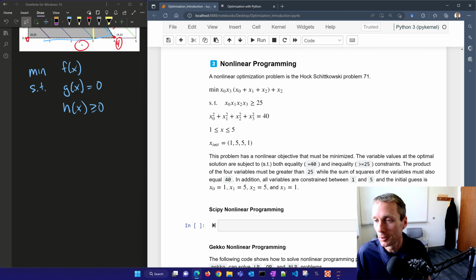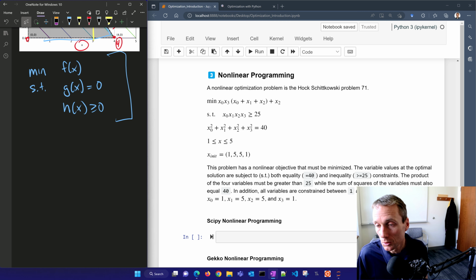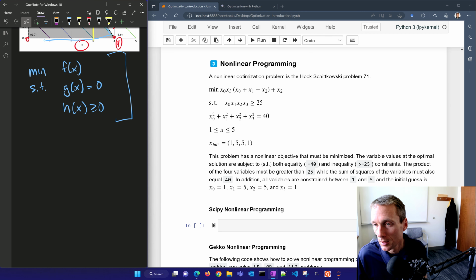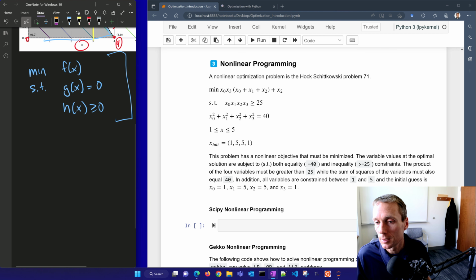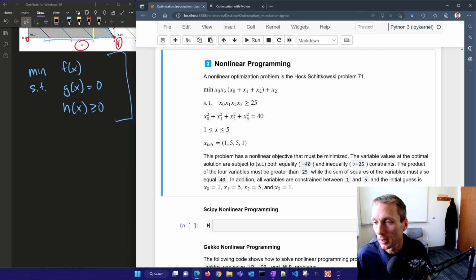Let's go on to nonlinear programming now. So that fits into this form that I showed over here. f of x is just a function of all my x values. Those are my decision variables. I'm going to be subject to equality or inequality constraints. Here we have an inequality constraint, the product of all the values, and the sum of the squares of the values is equal to 40. Now, I also say that my x has to go between 1 and 5, and there's my initial guess.